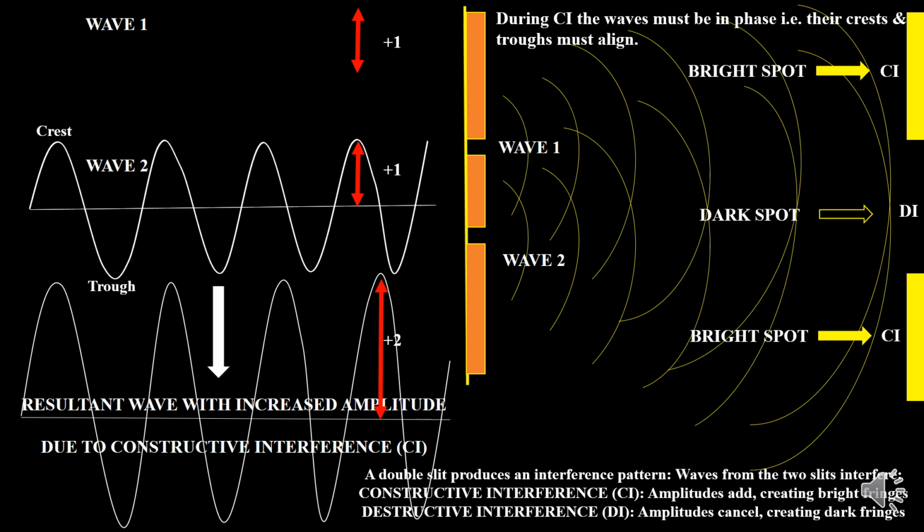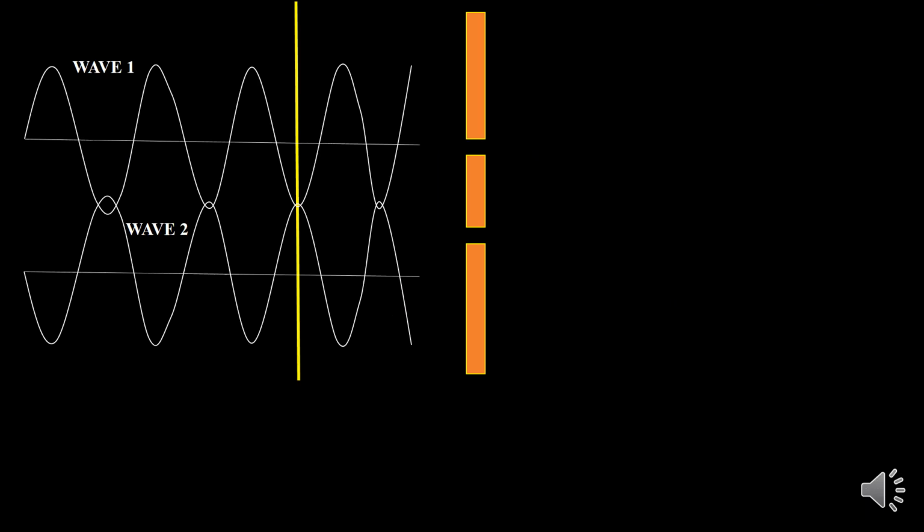So a double slit experiment produces an interference pattern, and the emerging waves from the two slits interfere either constructively or destructively. During constructive interference, the amplitudes add, creating bright fringes, while during destructive interference, amplitudes cancel, creating dark fringes. So that is about the constructive interference.